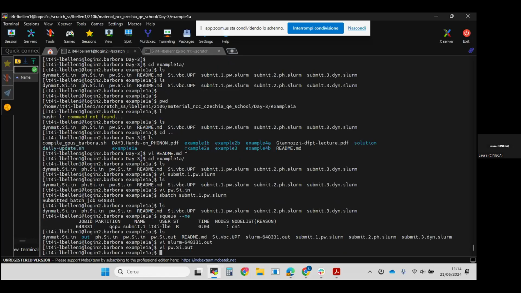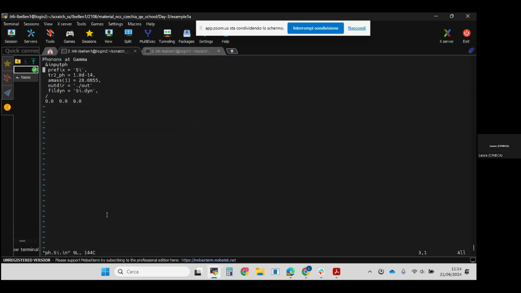The convergence is very fast. The system is small, so it is very fast also with just 2 MPI tasks. And now you can see that there is a directory out which contains the ground state wave function. Now, if we look inside ph.x, we check that the name of the output directory coincides: the name of the input-output directory of ph.x is the same as the name of the input-output directory of pw.x.